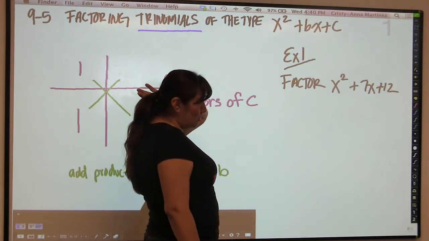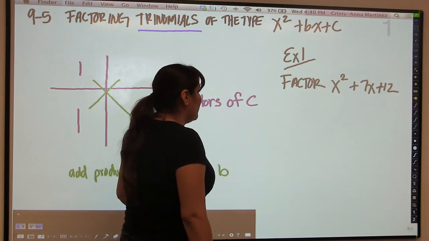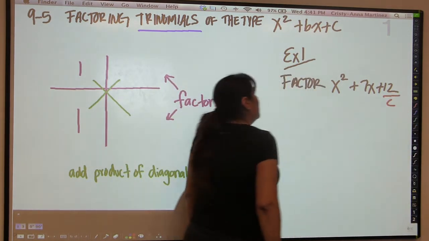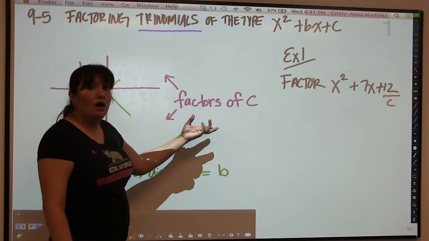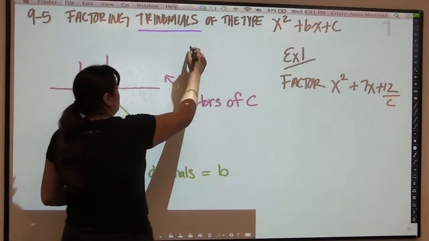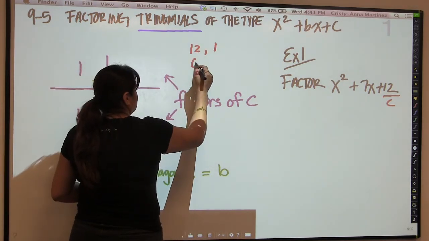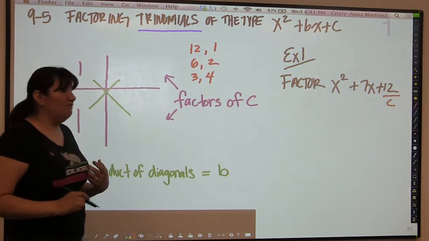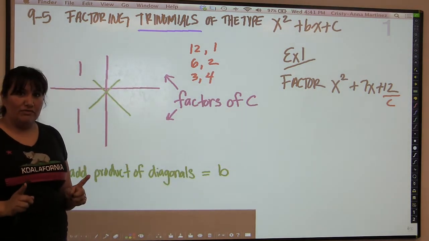I have over here x squared plus 7x plus 12. So in my case, my C value is 12. And so I am looking for factors of 12. Numbers, 2 numbers that multiply to get 12. I could use 12 and 1. I could use 6 and 2. And I could use 3 and 4. Those are all factors of 12. And I'm pretty sure that's all of them.